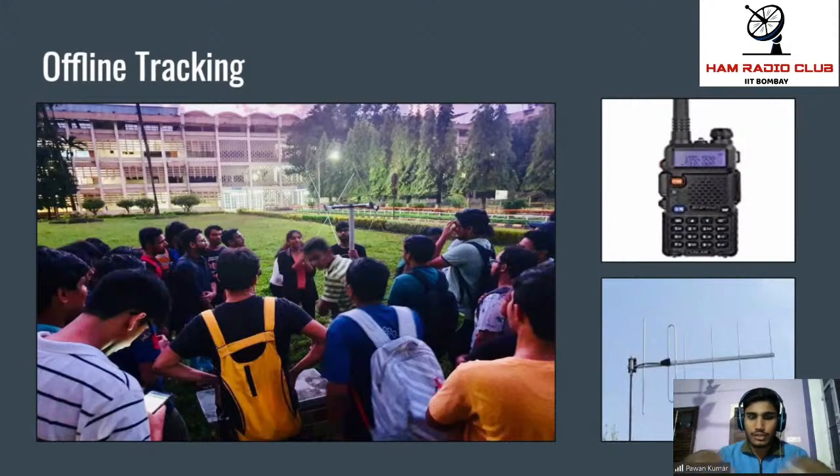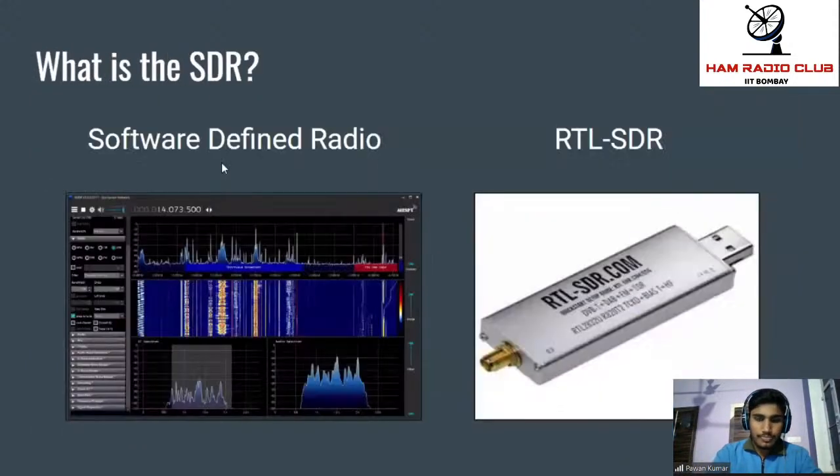That is the software. You can download it, and this is what the interface of the SDR app looks like. This is the hardware we use, RTL SDR. After the antenna we use this hardware to demodulate the signal, and after that we use the software SDR SAR to process the signal, and after processing we can decode it. So this hardware and software are used in offline tracking.